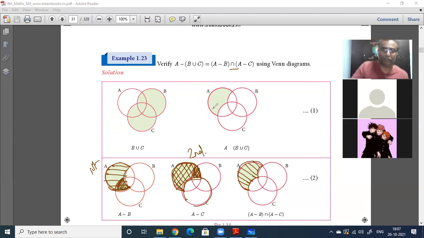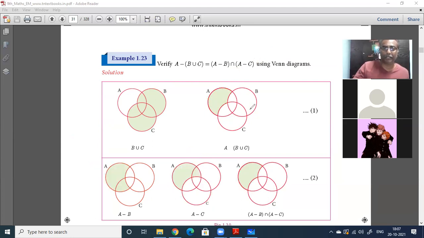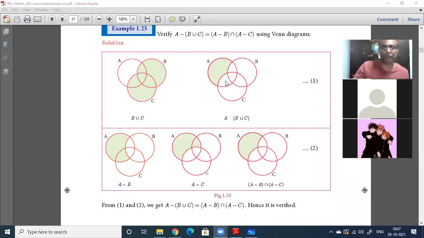Now you see that left hand side was also like this. Right hand side also the same thing. Therefore, LHS equal to RHS. Therefore, A minus B union C is equal to A minus B intersection A minus C. Okay. This is the first De Morgan law that has been proved. This is proof by Venn diagrams, not by using sets.